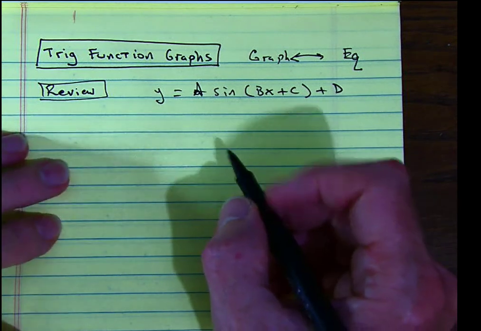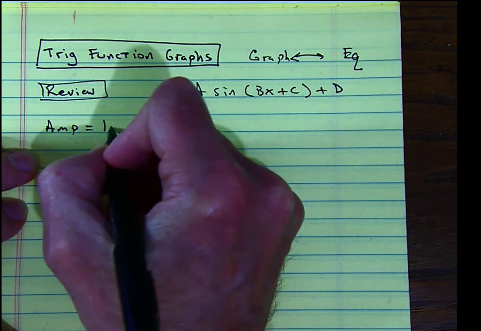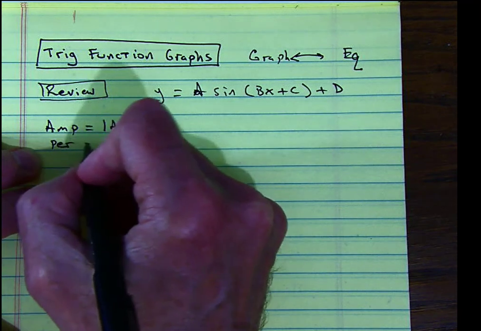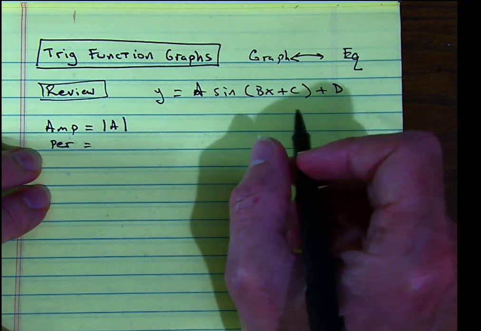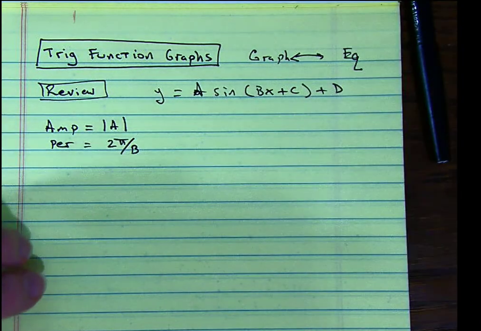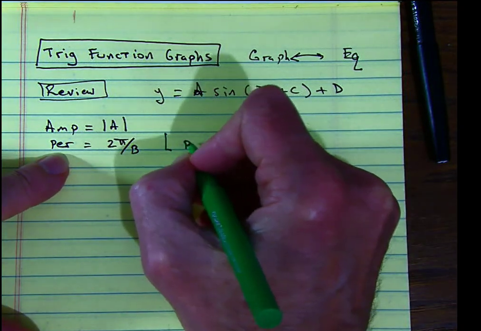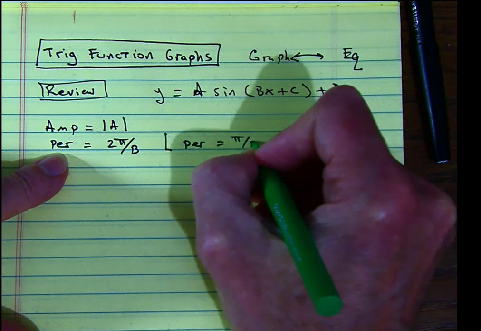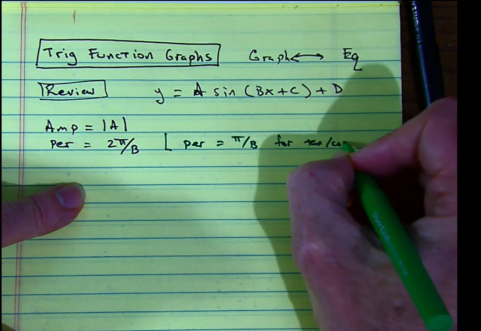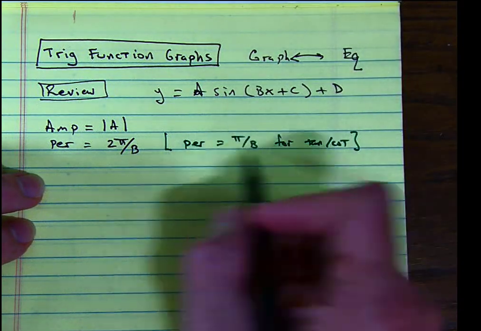So it could be sine, cosine, tangent, but we know that the amplitude is the absolute value of A. And we've learned that we can find the period of our sine wave or cosine wave if we take 2 pi divided by the B number. Now, just as an aside, tangent is different. The period equals pi divided by the B number. This is for tangent and cotangent. That's just a little aside.